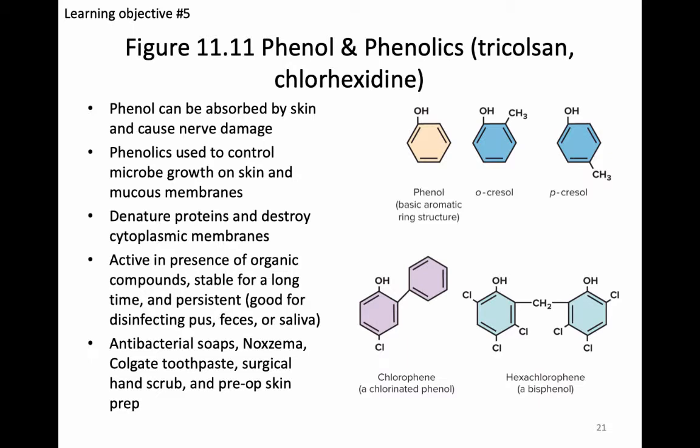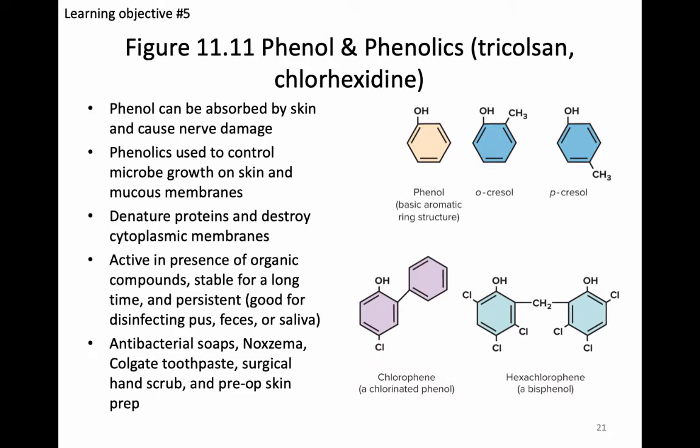Phenol was one of the first disinfectants or sterilants. It's no longer used because it can be absorbed by the skin and will cause nerve damage. So there's now a derivative, the phenolics. What all phenols and phenolics share is the six-sided ring structure, called a benzene ring. It's present in each of the compounds in this category. You do not have to know the chemical structure of these compounds. I just wanted you to know that's the part of their structure they all share.